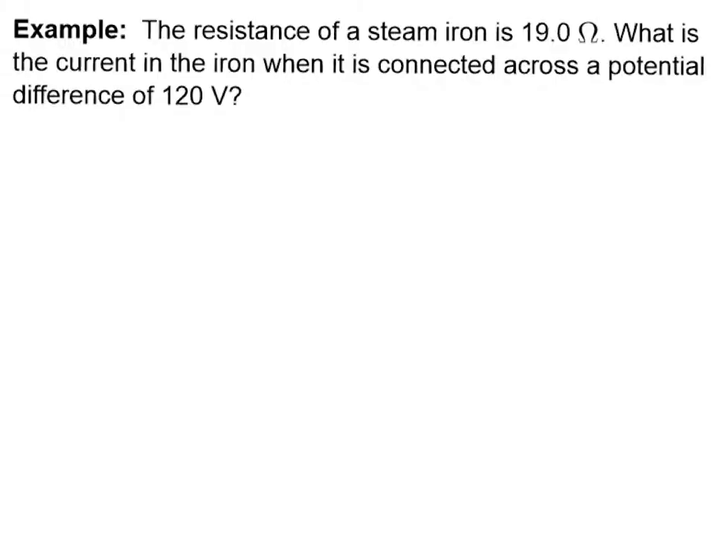Let's do a problem together. The resistance of a steam iron is 19.0 ohms. What's the current in the iron when it is connected across a potential difference of 120 volts? I'm going to write down what I know. I'm given the resistance is 19.0 ohms. I know my potential difference is 120 volts. And I'm looking to find my current.